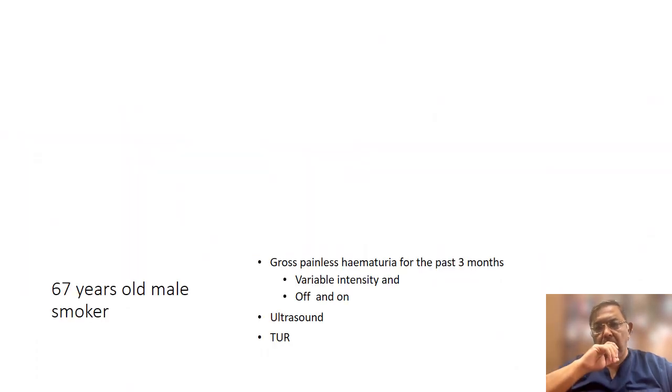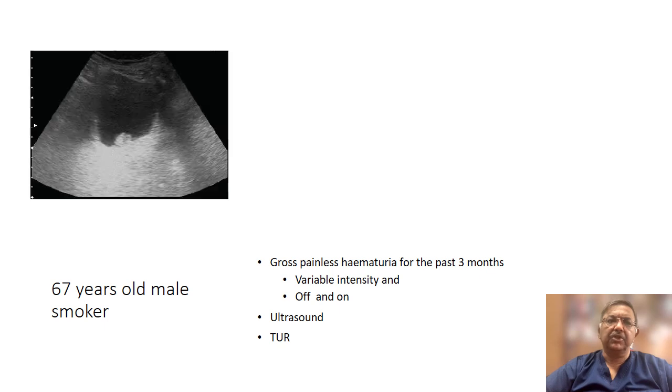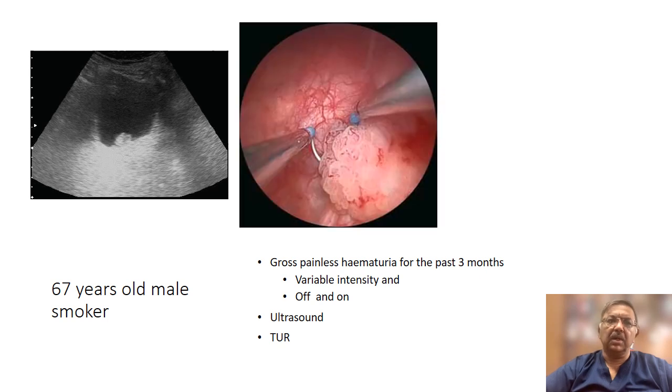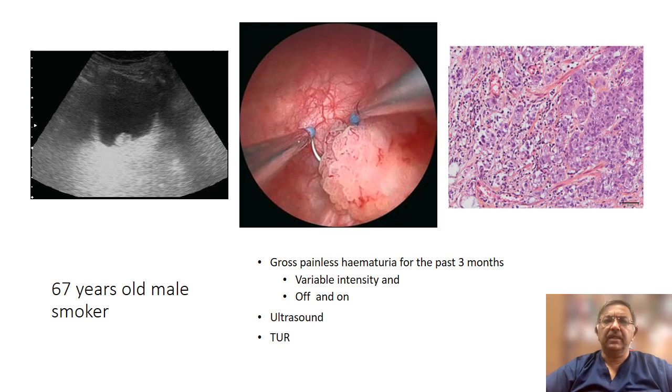So I present to you a case: a 67-year-old smoker with gross painless hematuria for the last 3 months, of variable intensity, off and on. Ultrasound examination showed a posterior wall bladder growth. He was advised TUR. A TUR was done, and as you can see, there is a small papillary growth. It's relatively broad-based, but smallish, less than 3 centimeters, on the posterior wall of the bladder, which was resected, and the histopathology showed high-grade disease.